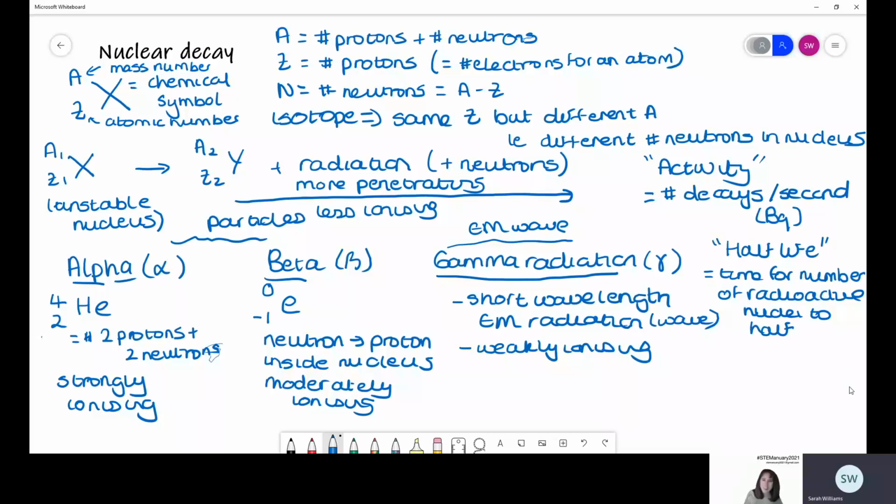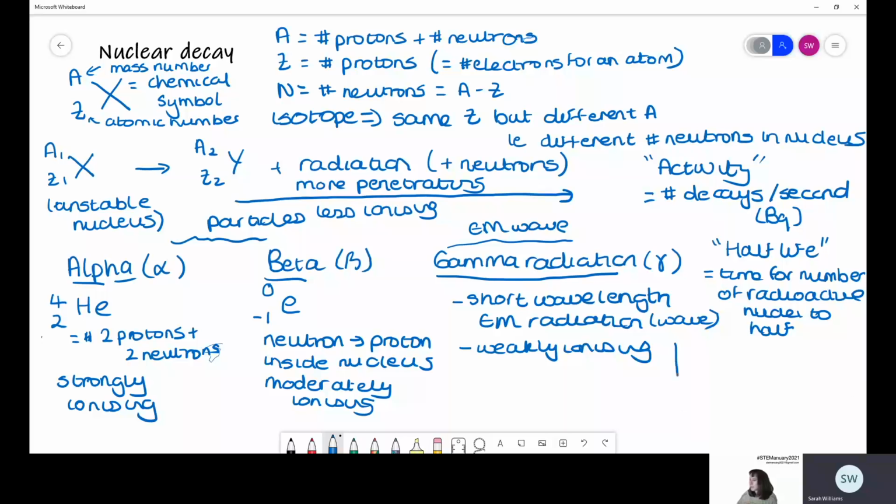And actually, the reason that half-life is a useful quantity is that if you think about it, if the half-life of a substance is constant, so after any given time, the number of radioactive nuclei left halves, you can hopefully see that the activity, so the number of decays per second, is never actually going to get to zero. It's just going to be getting smaller and smaller and smaller over time.